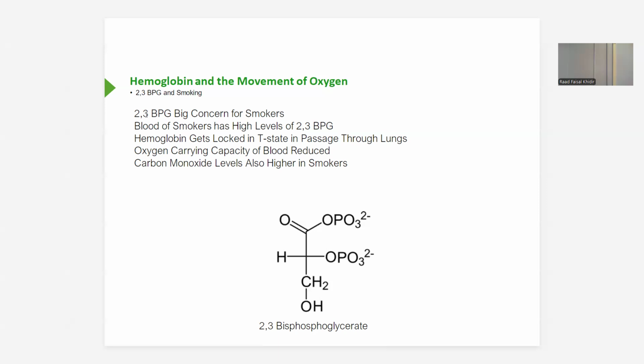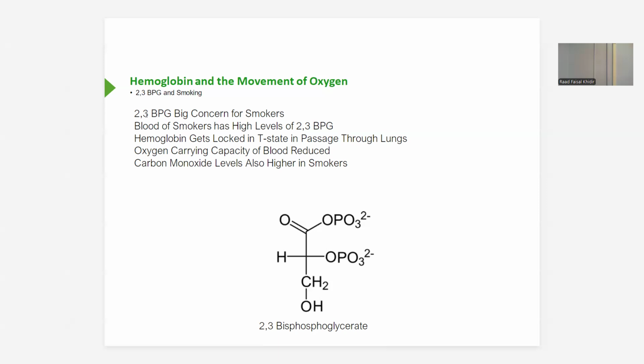Hemoglobin gets locked in the T state. So we already said that hydrogen protons are going to displace oxygen. We want that. The 2,3 BPG is going to displace oxygen from hemoglobin so it can come off to the tissue. But the problem now is that this 2,3 BPG is not in the tissue. It's in the blood, and it is pushing the oxygen out in the blood.